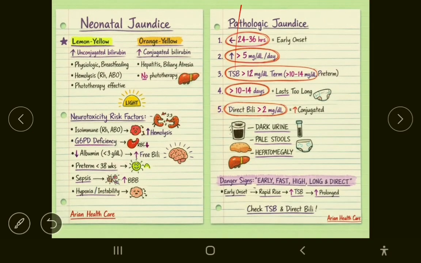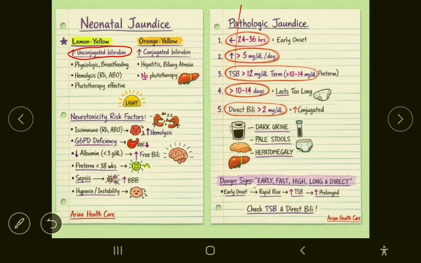Lemon yellow jaundice is caused by unconjugated or indirect bilirubin. It is commonly seen in physiologic jaundice, breastfeeding jaundice, and hemolytic disease like Rh or ABO. Unconjugated or indirect bilirubin responds well to phototherapy, which converts bilirubin into a water-soluble form or direct form.